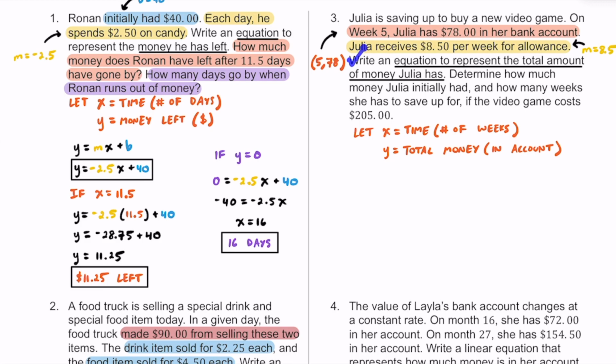So if we are given a point and we're given a slope, I think the thing that makes the most sense to do here is to use point-slope form. For point-slope form, we're just going to write y minus y1, where y1 is going to be 78.